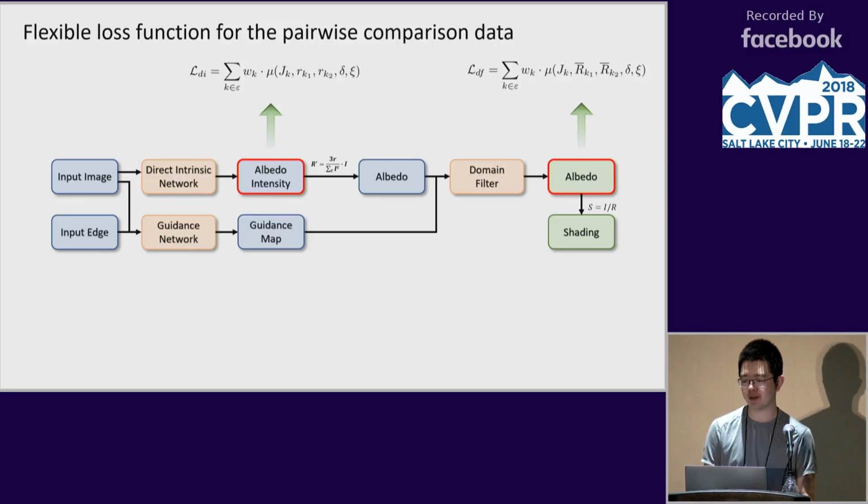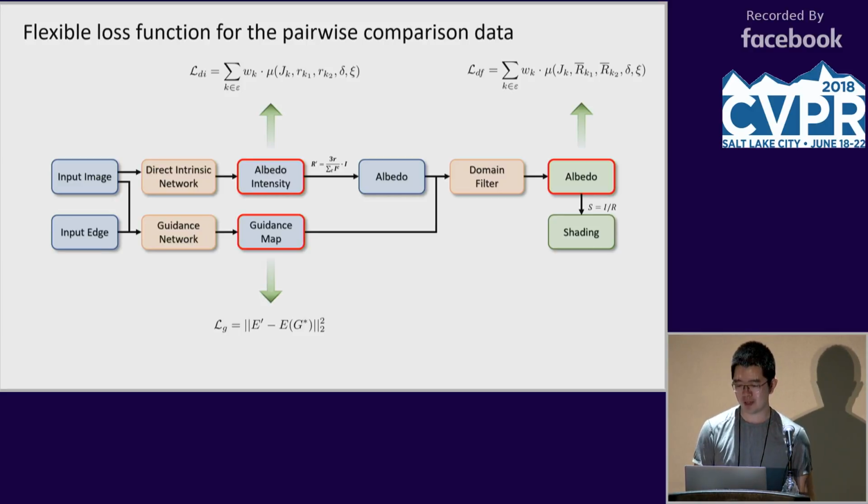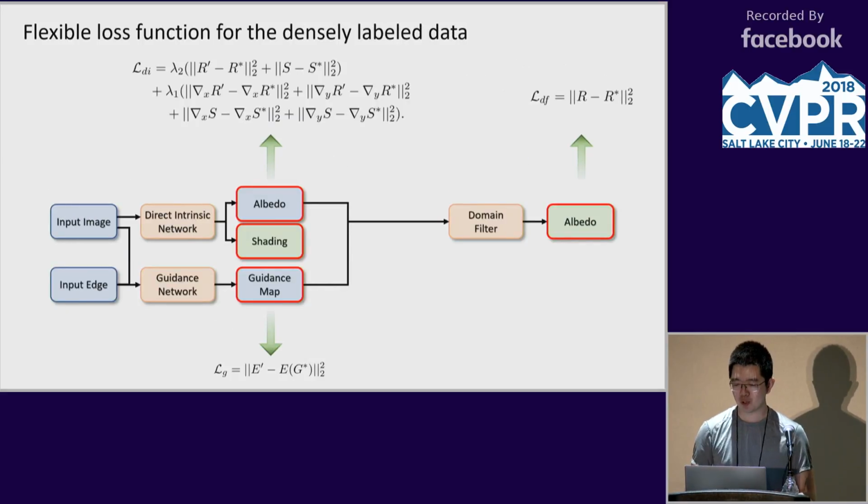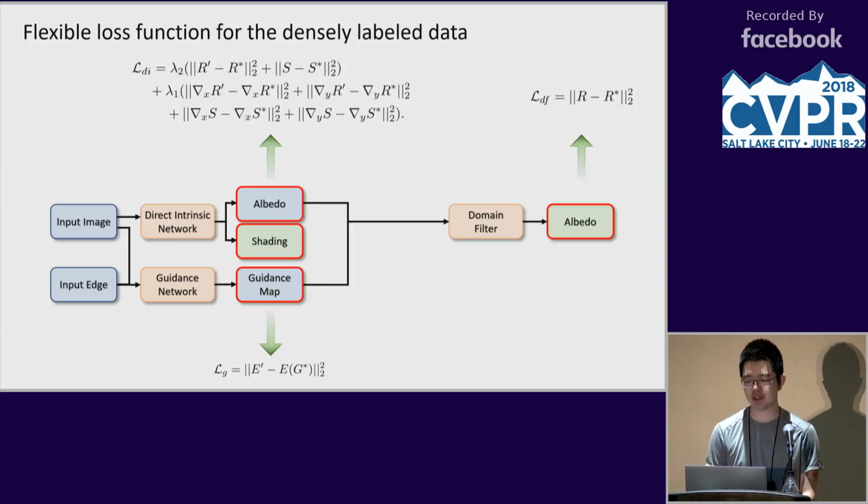Beyond this supervision at the output of our pipeline, we also provide intermediate supervision, both to the grid scale albedo, intensity, and the shading element. When dense ground truth intrinsic images are available in the MIT and MPI Sintel datasets, we directly utilize the mean squared error as a supervision layer for all outputs. For the outputs of the direct intrinsic network, we supervise both the albedo and the shading. Additionally, to help preserve the details of intrinsic images, the image gradients in the X and Y directions are also supervised here.